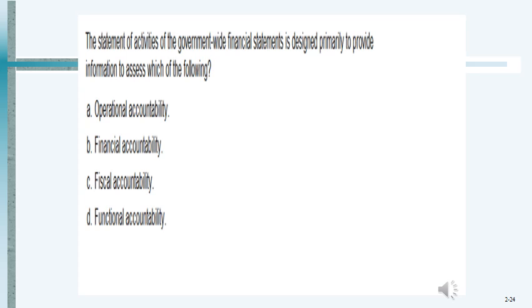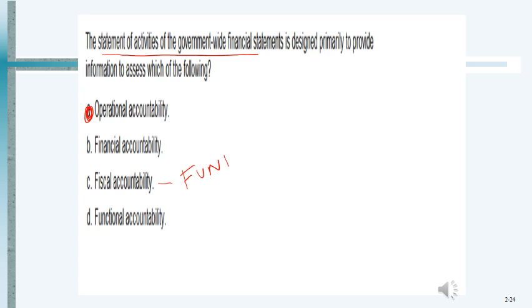Okay, good. So let's take a look at an example of a question. Remember, what we're doing is embedding the questions now in with the slides. So you'll have your quiz questions that we're going to go through together in class, but I'm also going to be putting some into the slides so we can work on these together as part and parcel of the lecture. So if we're at the statement of activities, we know that's a government-wide statement, and we know that when we're at the government-wide level, we have what type of accountability? Operational accountability.